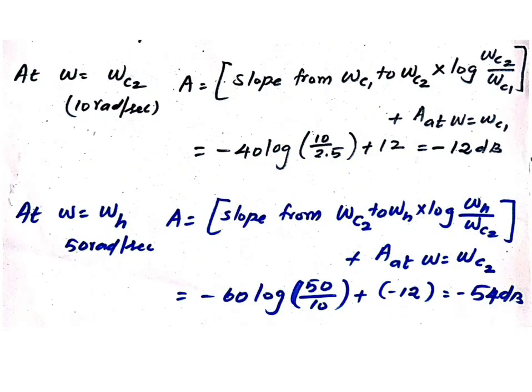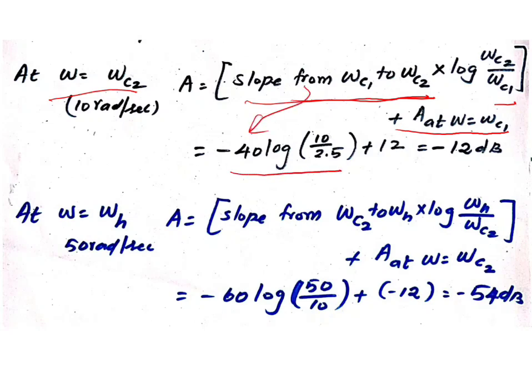Now when we are going to the second corner frequency, there is a change in slope. We have to consider the slope from omega C1 to C2. So at omega is equal to omega C2, the gain A is calculated by this formula, that is slope from omega C1 to C2 into log omega C2 by C1 plus A at omega is equal to omega C1. The slope is minus 40, omega C2 is 10 and C1 is 2.5, plus this one is 12 dB. We have to calculate using a calculator, and we get minus 12 dB.